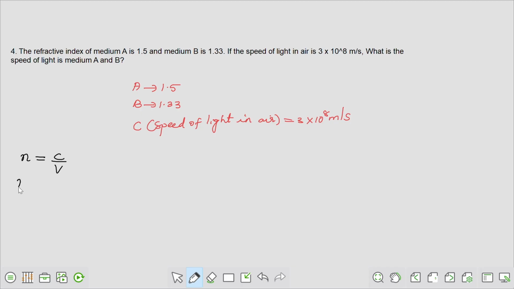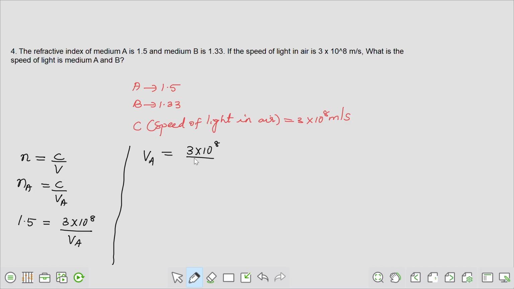So for medium A, N A is equal to C by V A. Now what is N A? That is 1.5. C is given as 3 into 10 power 8. We have to find V A. Now you can just take V A transpose, then take 1.5 to the denominator. Now when you simplify this, you will get 2 into 10 power 8 meter per second. So this is the speed of light in medium A.